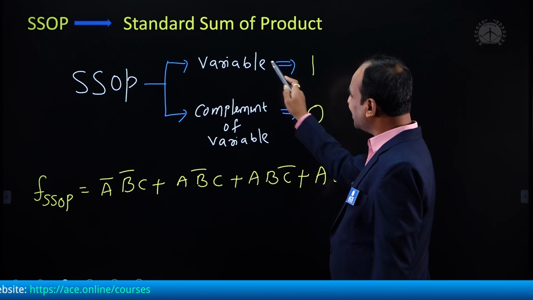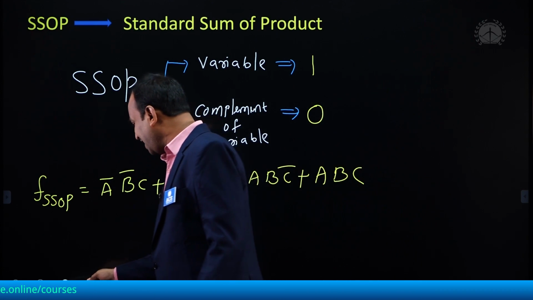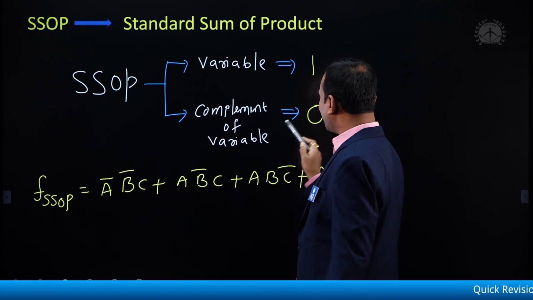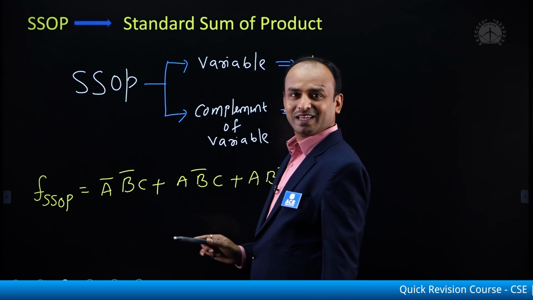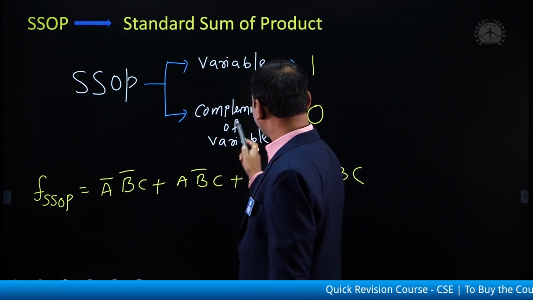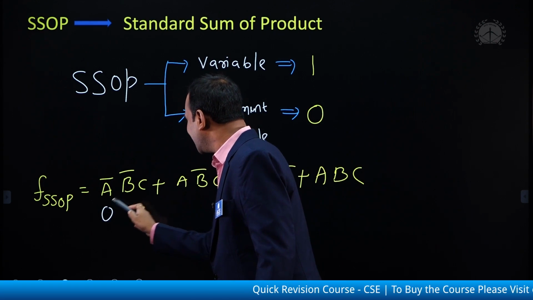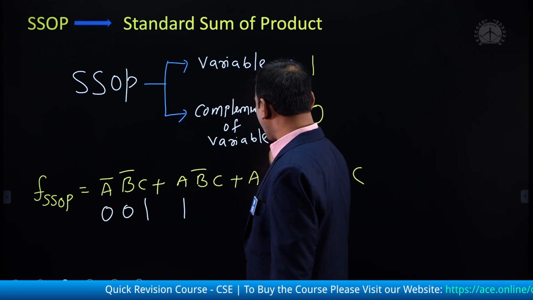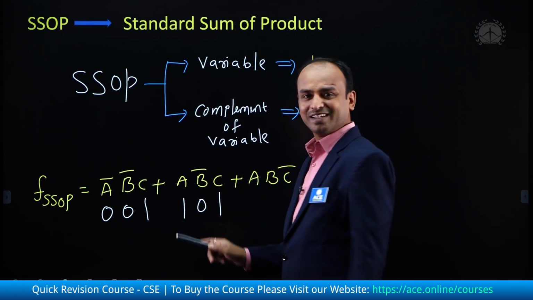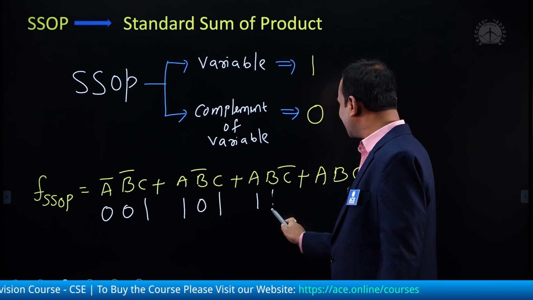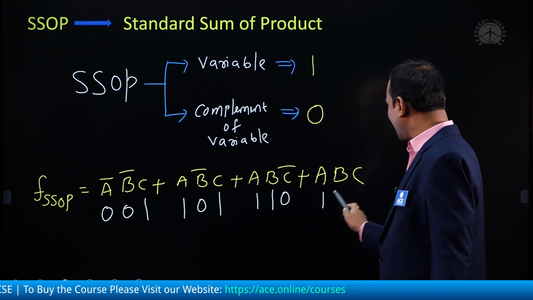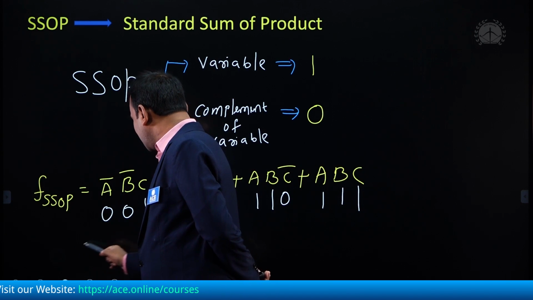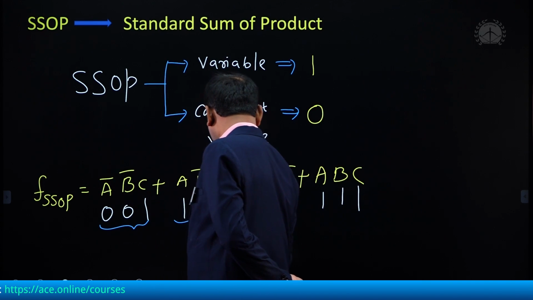According to this rule, wherever the variable is there, place 1, and wherever the complement of variable is there, 0, in the SSOP. Complement is 0, variable is 1. Now your variable is 1, complement is 0, variable is 1, 1. Nice. Now we can also represent the same thing.